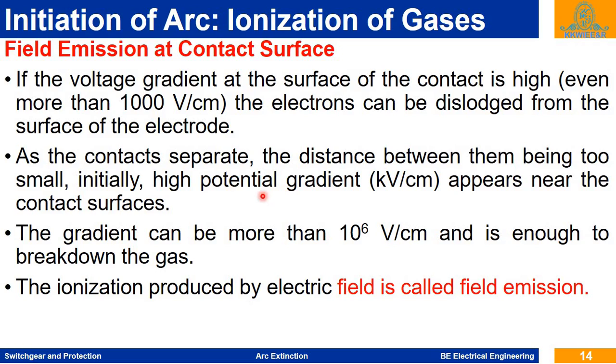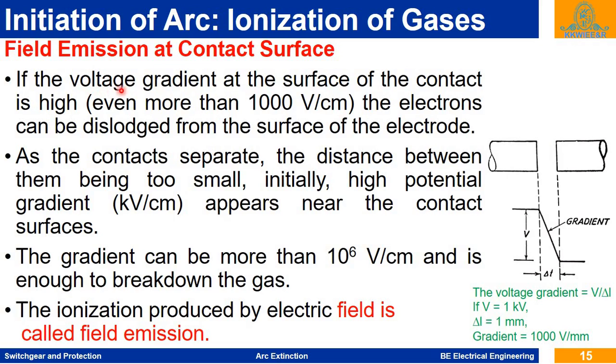So this is a voltage gradient, meaning how many kilovolts appear per mm across this gap. That is called the potential gradient, and the gradient can be more than 10 to the power 6 volts per centimeter, which is enough to break down the gas. Because of this higher voltage gradient, the gas between the contacts breaks down. This ionization produced by the electric field is called field emission.